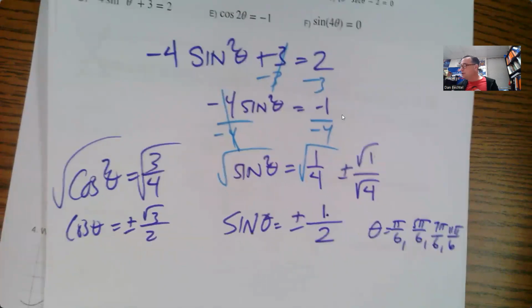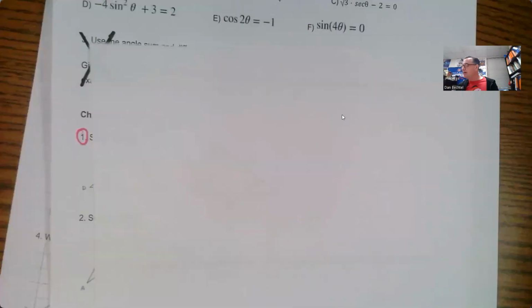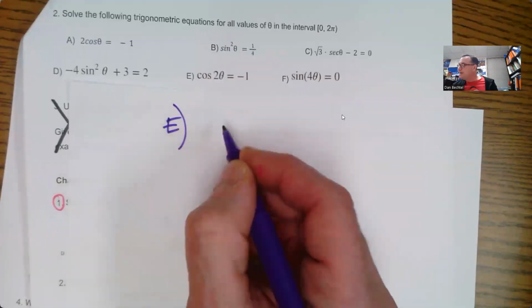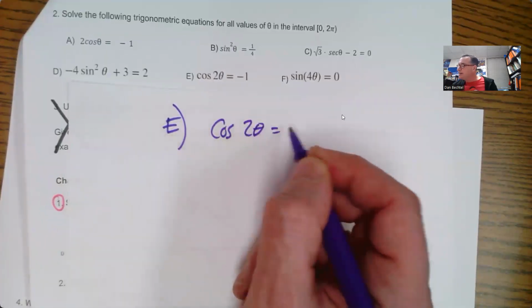Okay, with that being said, I'm assuming y'all are good. So let's move on to these problems with the thetas. So let's do E first. E is the cosine of 2 theta is equal to -1.